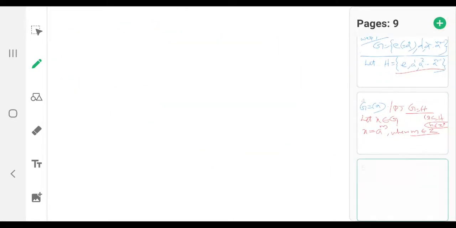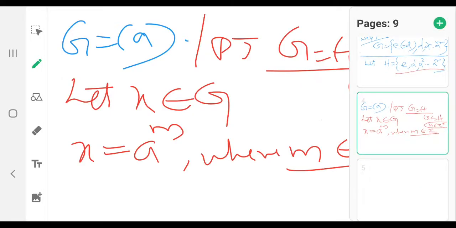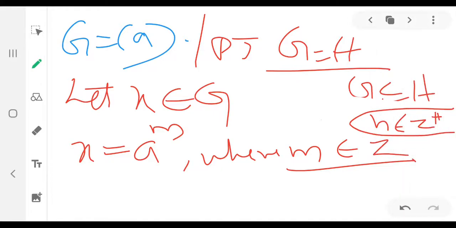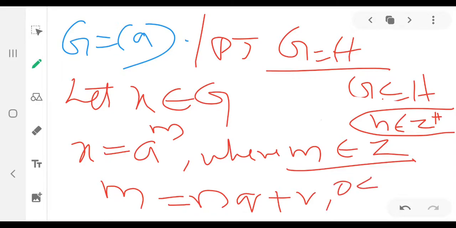ഡിവിഷൻ അൽഗോരിതം പ്രകാരം we can say that m is equal to nq plus r, where 0 less than or equal to r less than n, where q, r ഒക്കെ ഇൻഡിജേഴ്സ് ആണ്. ഇവിടെ m, n, q, r ഒക്കെ ഇൻഡിജേഴ്സ് ആണ്.